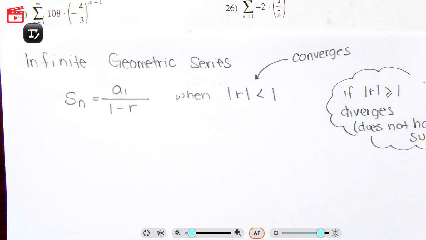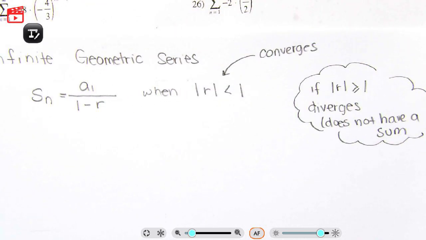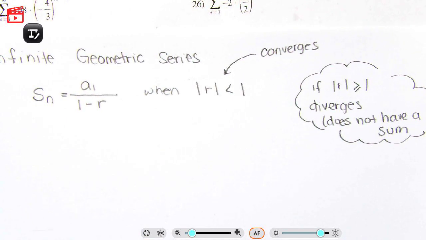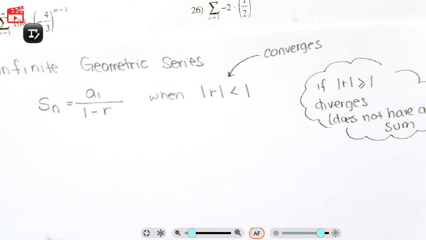So that's super important, because if it diverges, then we don't do anything. We just say it diverges, it does not have a sum, and we move on with our life. But if it converges, if the absolute value of r is less than 1, then we actually need to proceed and find what the sum is. Okay, let's start with number 25.